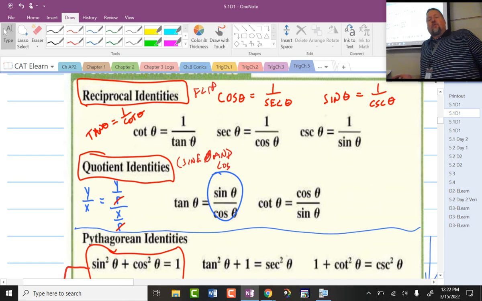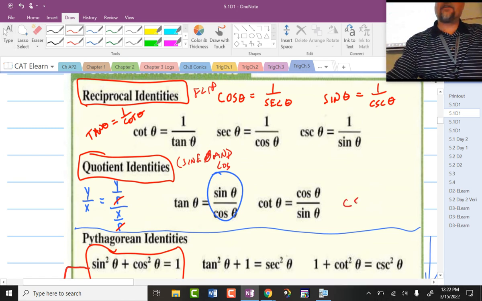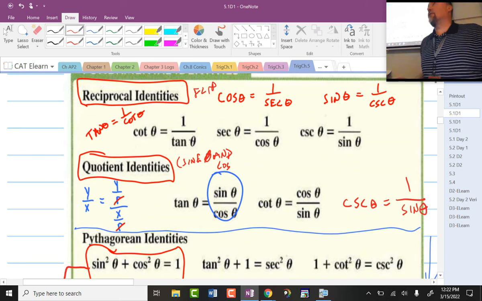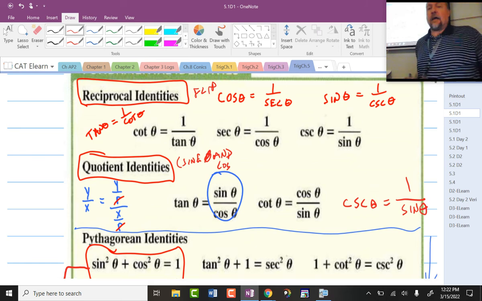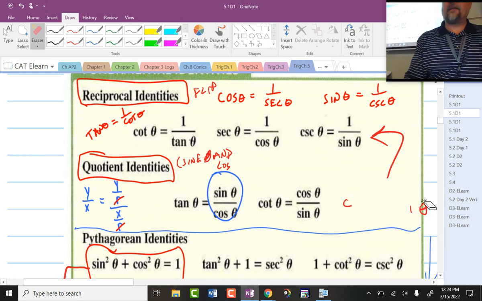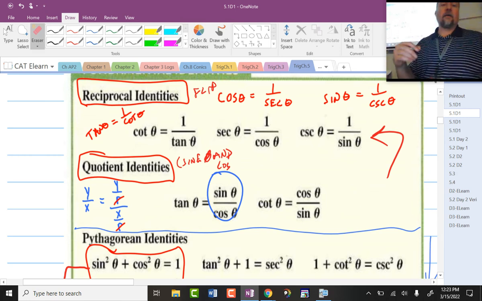Yeah, I guess if I said quotient identities, I could throw in the quotient, which means fraction. I could throw this in there as well. And what do we just say cosecant of theta is equal to? 1 over what? Sine. Or I might say in this section, in terms of sine and cosine might be a better set of directions. But the reciprocal identities are definitely the flip identities. You got to flip, and you better write 1 over to get those.